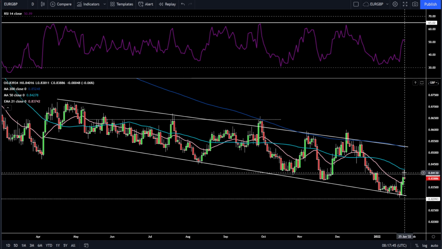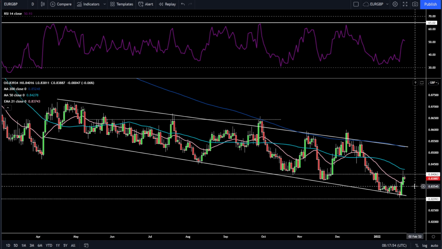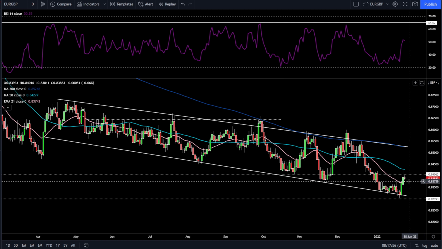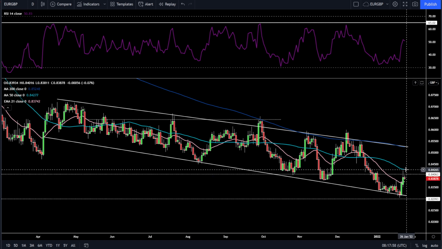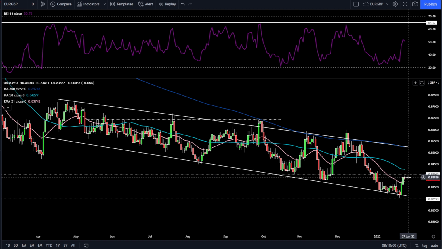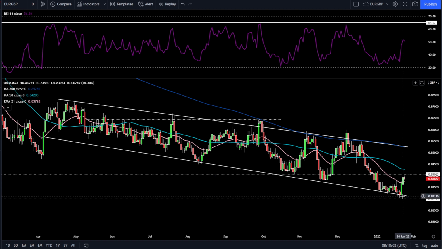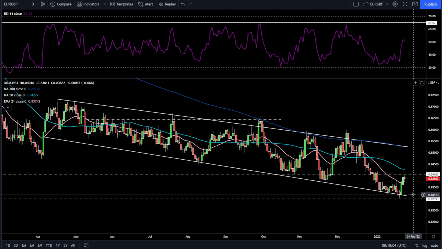The candle wick almost tagged that 50-day simple moving average, and sellers came back in and pushed it lower. We've got a bit of a doji candle here while price is below this resistance at 0.84. My initial target would be the 50-day simple moving average, and on the downside I'd look to target back towards this 0.83 area, where the lower trend line of the descending channel is.